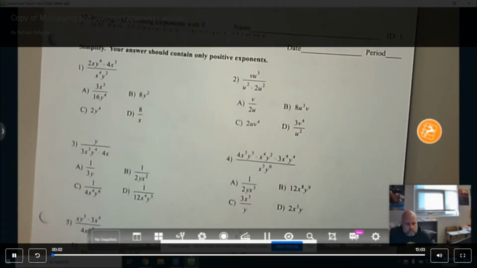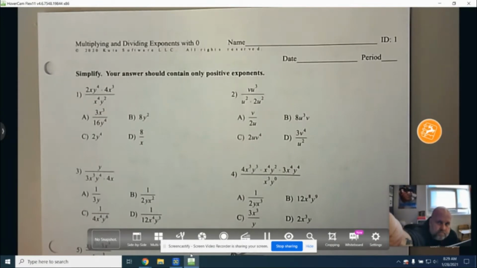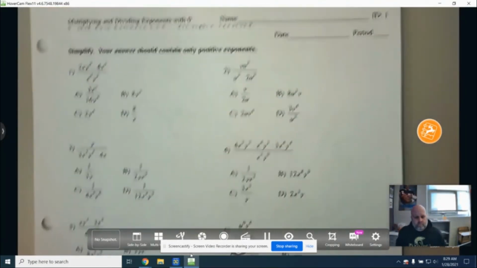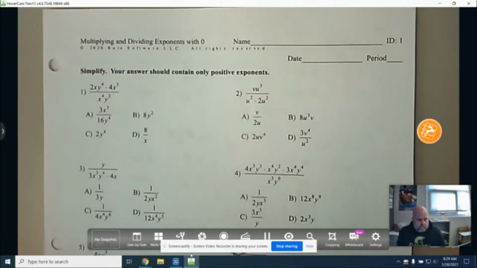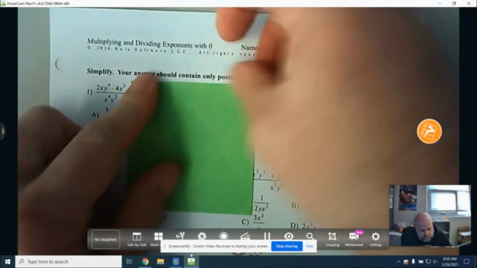Okay guys, for today's lesson, you need page 75 in your packet there, alright? Page 75 in the packet. So find that one. And up at the top it says multiplying and dividing exponents with 0. So we're going to do a little bit more practice. You guys, we kind of started this skill, but we really haven't dove too deep into it.